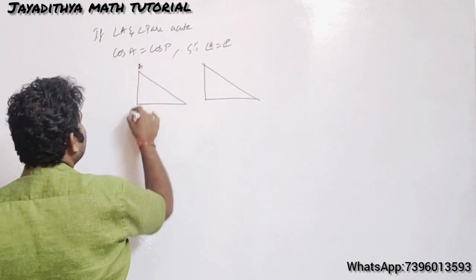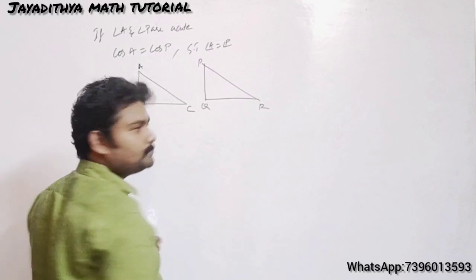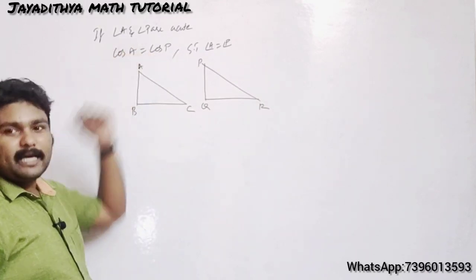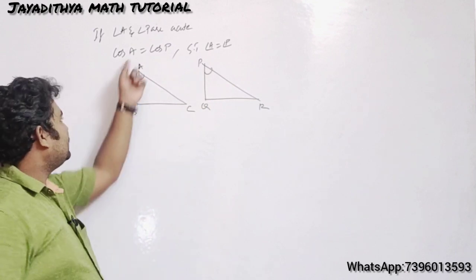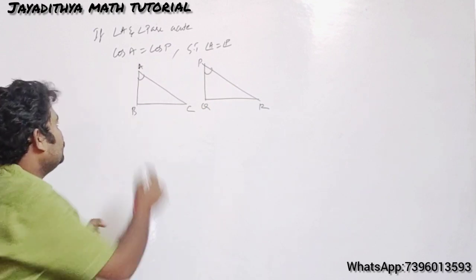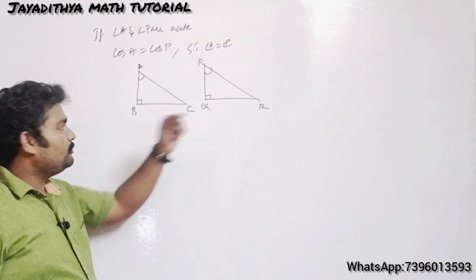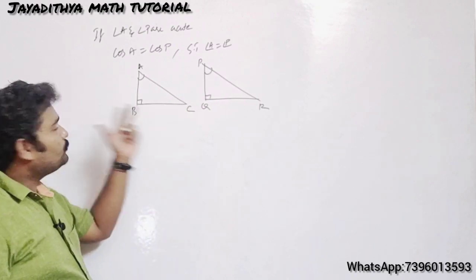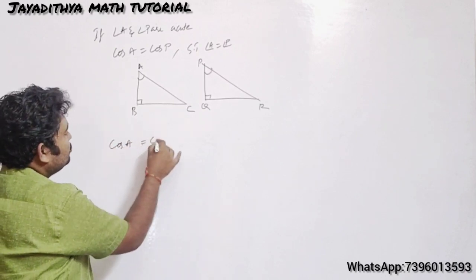So here I am taking two triangles. I am taking the first one as ABC, the other one as PQR. He is telling that A and P are acute angles. So I am taking A and P as acute. You should not take A in place of the right angle here. So you know that here you have 90 degrees. Clear? Here you will be having 90 degrees. So what is the information he has given? The first one is cos A is equal to cos P.